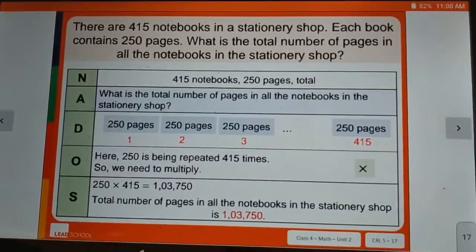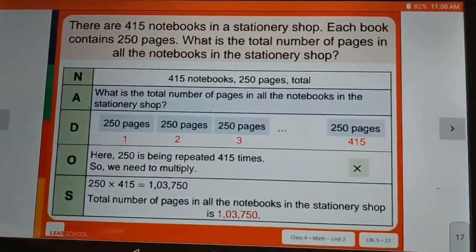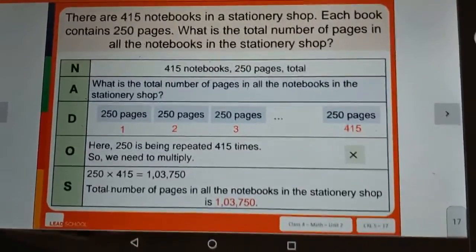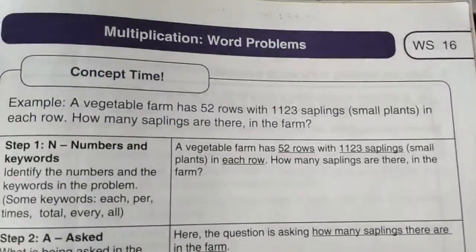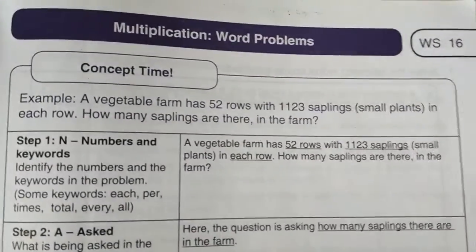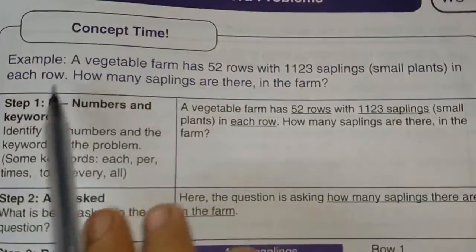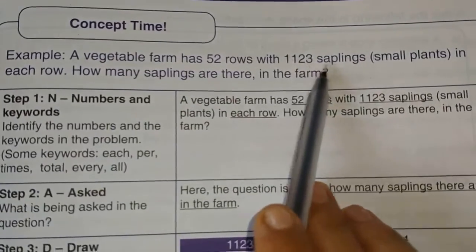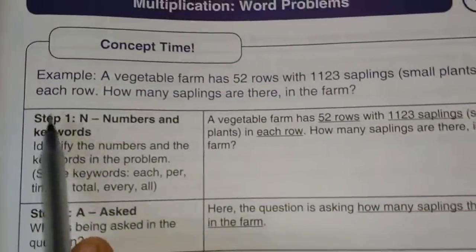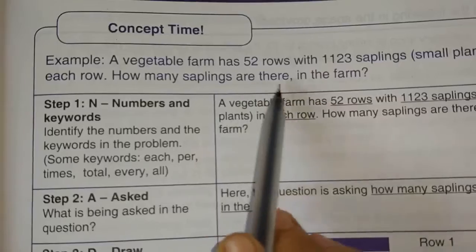I hope students your work is complete. Now we'll start worksheet number 16, page number 45 in your workbook. Okay students, in worksheet number 16 the question is, here is one example. A vegetable farm has 52 rows with 1123 saplings, small plants, in each row. How many saplings are there in the farm?